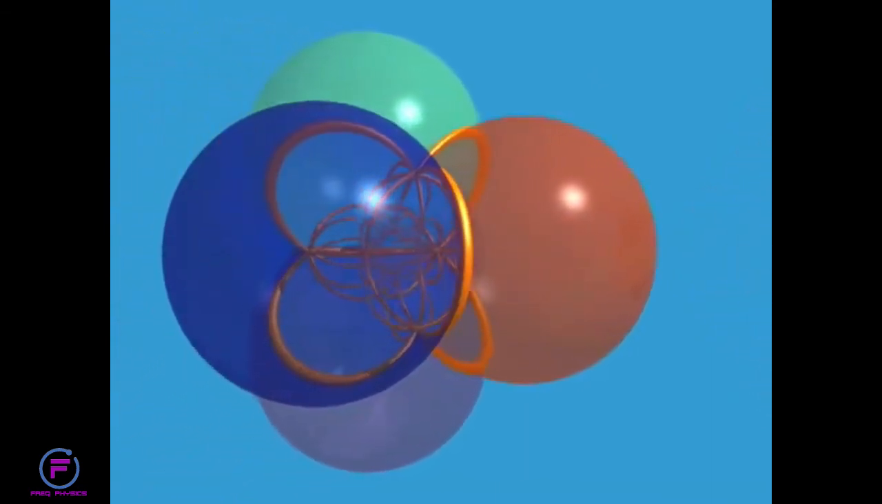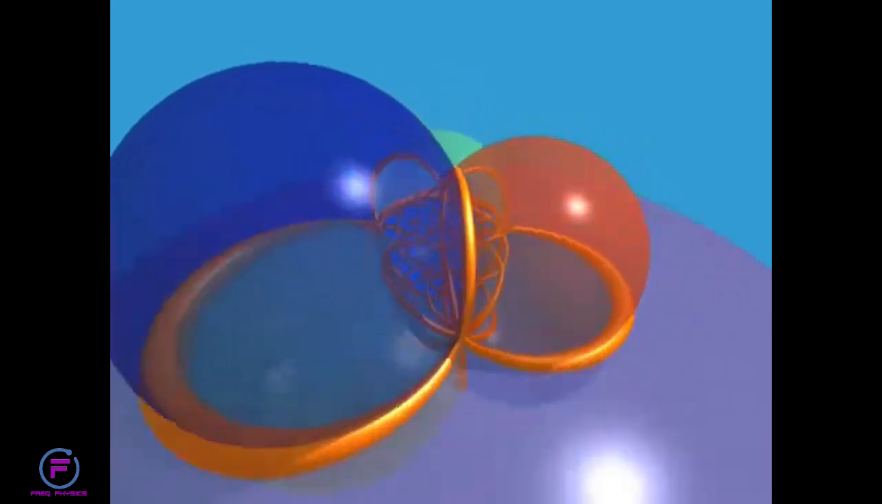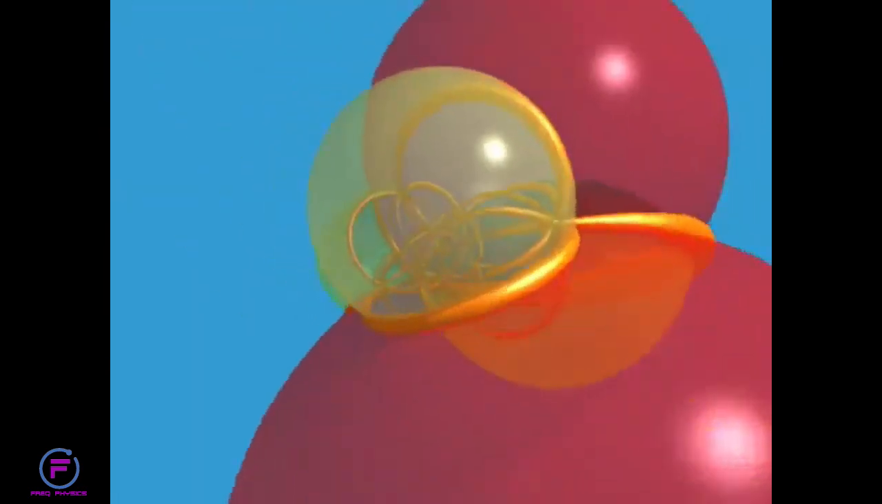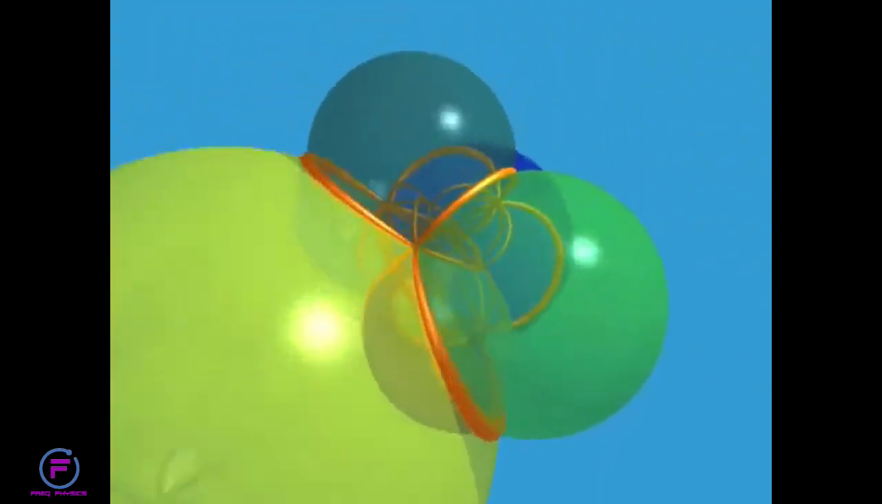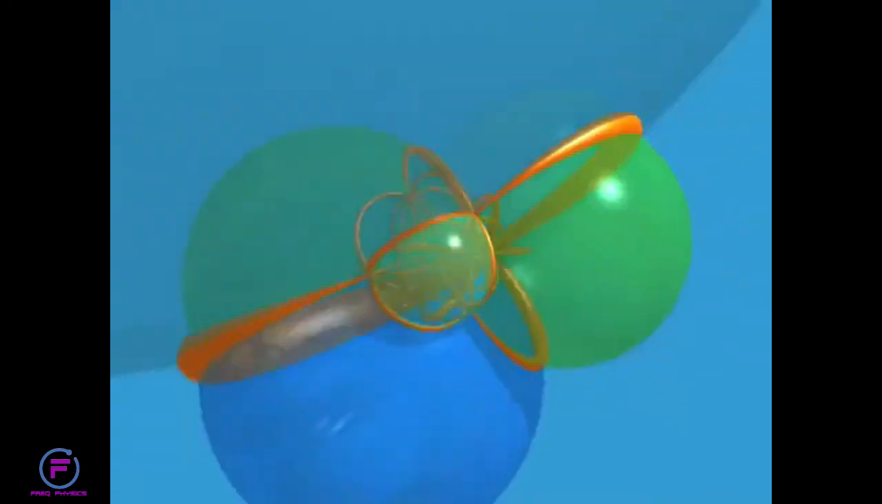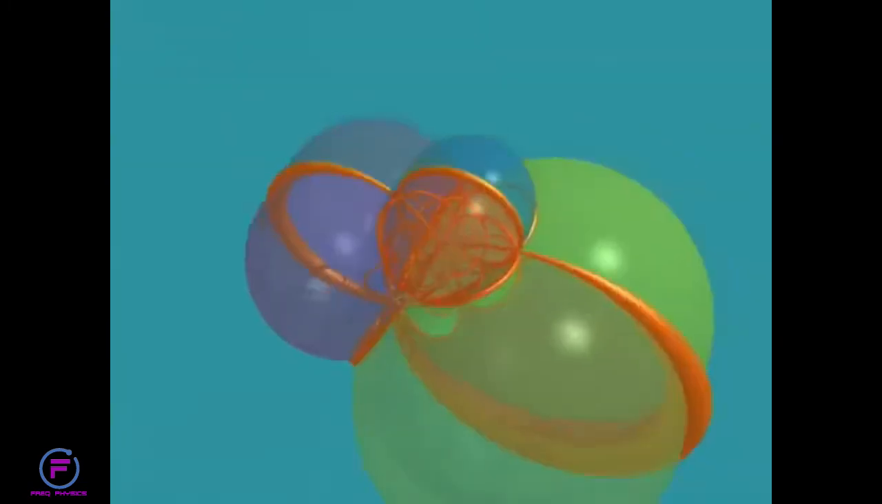Let's finish with the 600 cell, with its 600 three-dimensional tetrahedral faces, its 1,200 triangular faces, its 720 edges, and its 120 vertices. Trust me, there are 14,400 symmetries of four space which preserve this object.